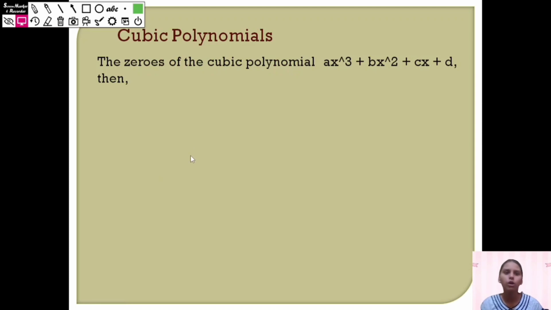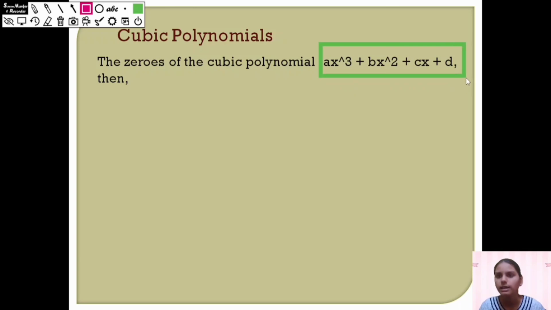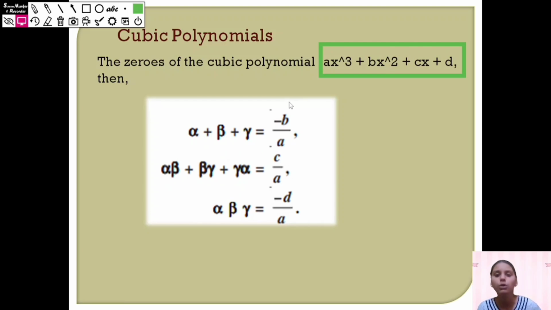See, the zeros of cubic polynomials, the general form. This is the general form, right? Ax cube plus bx square plus cx plus d. Then alpha plus beta plus gamma is equal to minus b by a. There it was alpha plus beta is equal to minus b by a. Here you have alpha plus beta plus gamma is equal to minus b by a. And one more thing, alpha into beta plus beta into gamma plus gamma into alpha is equal to c by a.